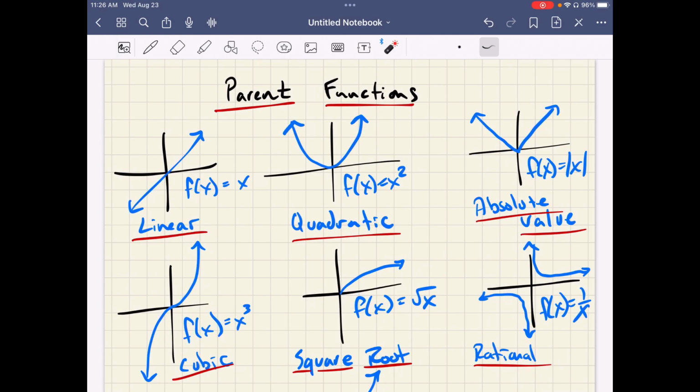In this video, we're going to talk about 7 different types of parent functions, and then for one of the examples, we're going to talk about how you would find domain and range of that function, and then the intervals for which that function is either increasing or decreasing, okay?